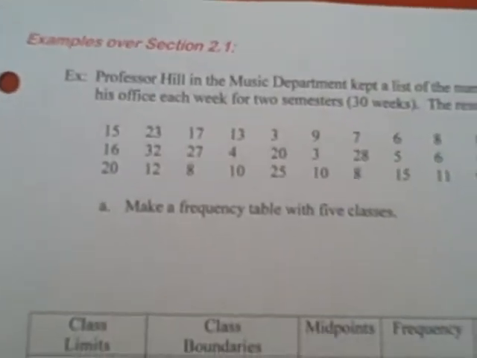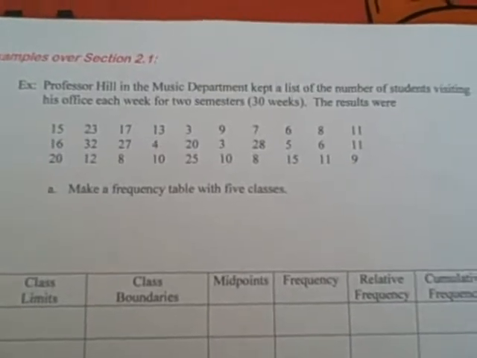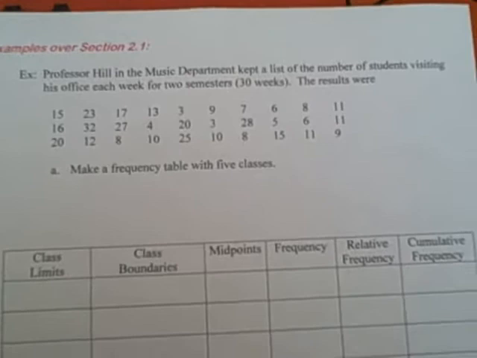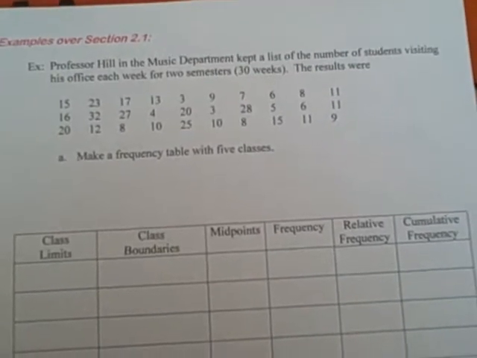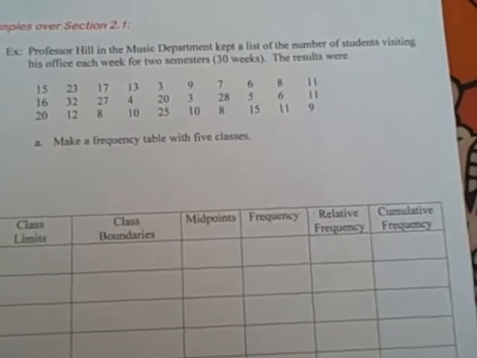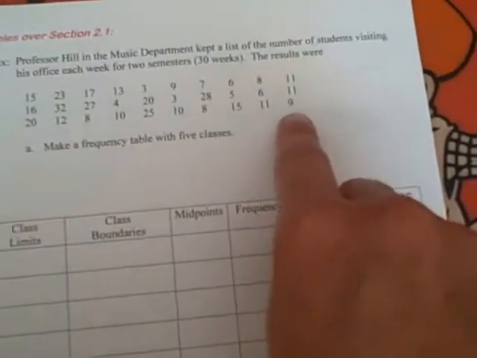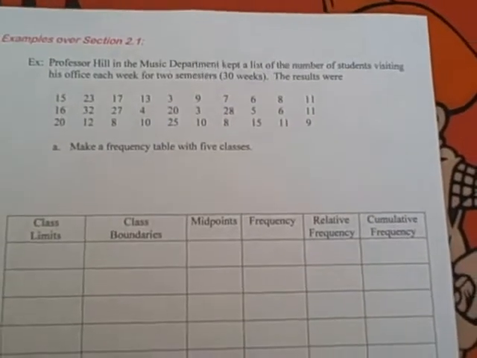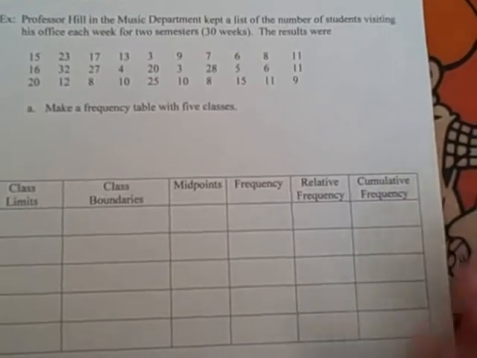But what we're going to do is look at this one example, and we're going to use this one example to illustrate everything in Chapter 2, Section 1. So Professor Hill in the music department kept a list of the number of students visiting his office each week for 2 semesters. The results were, 15 students visited one week, 20 another week, 9 another week, and so on for 30 weeks. The first thing we want to do is get our data organized, and we're going to do this in a frequency table.